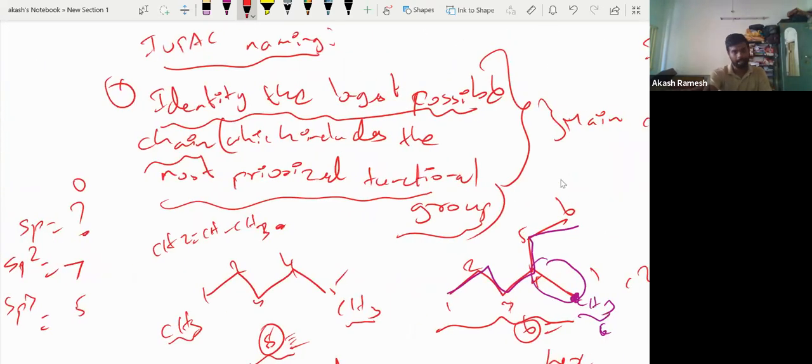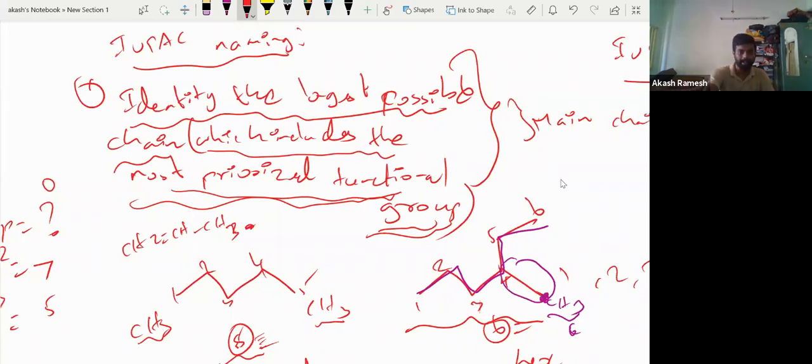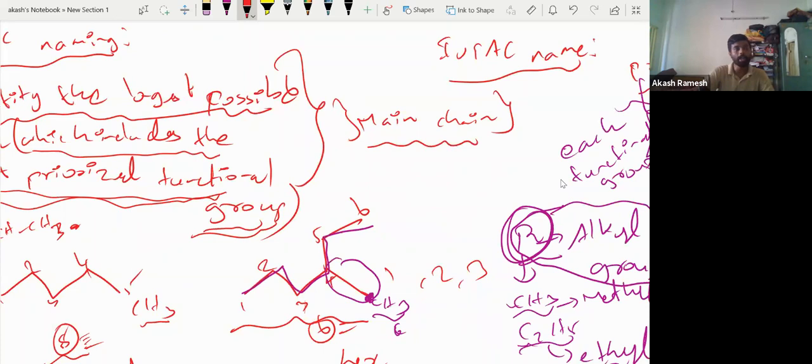And then we went on to IUPAC naming, right? Now, the first point in IUPAC naming is this: identifying the longest possible chain. And one more point, what you have to understand is this longest possible chain should include the most prioritized functional group, right? If there is only one functional group, there's no problem. Then that is the most prioritized functional group. But if you have more than one functional group, that is where the priority comes into the picture. That we'll see today. How, like, what is the priority order, right? Now, once you get that done, obviously this is what is called as main chain. The longest possible chain is what is called as the main chain, right?